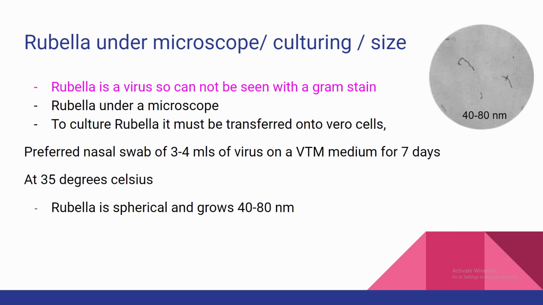So, because rubella is a virus, it cannot be seen under a gram stain. Now, I did find a picture of it under a microscope, which I put right here in the corner of your screen. Rubella is a spherical virus and grows up to 40 to 80 nanometers long.